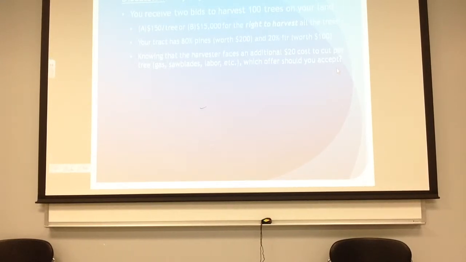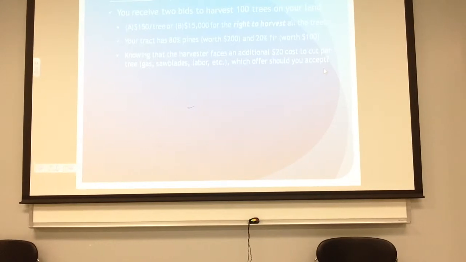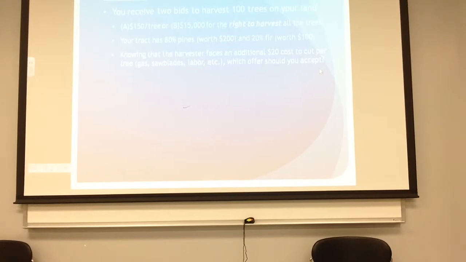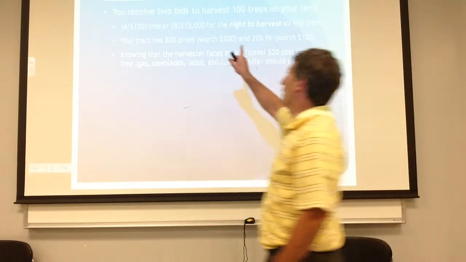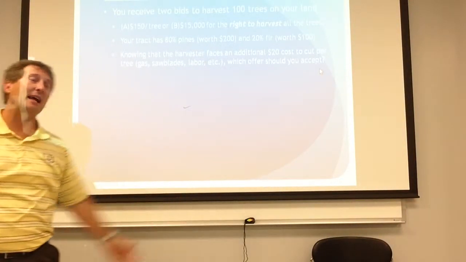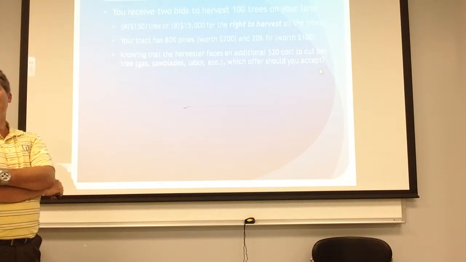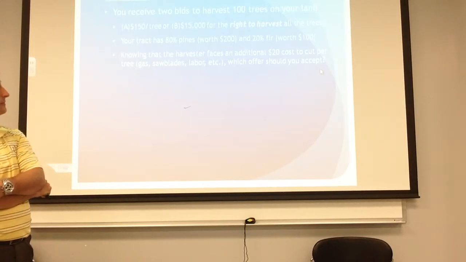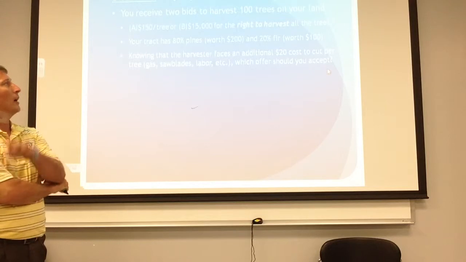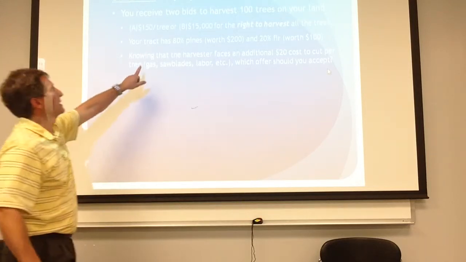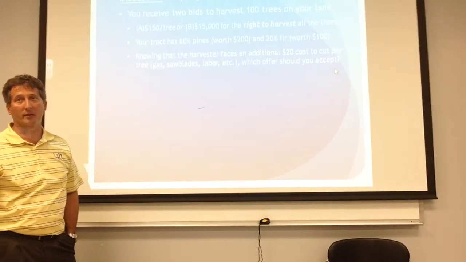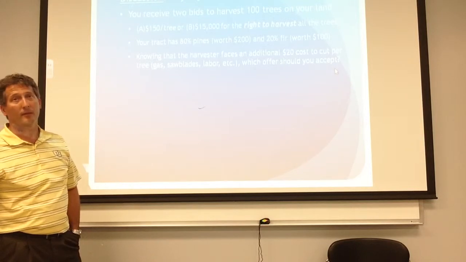So what else? Which one do we want to do? How do we want to do it? Take the second option and cut down the pines. Okay, so if we do the $150 a tree business on our whole tract of land, which one is the person going to do? He's only going to cut down pines, because the pines are worth $200, more than the firs. The right to harvest whichever ones he wants, basically.